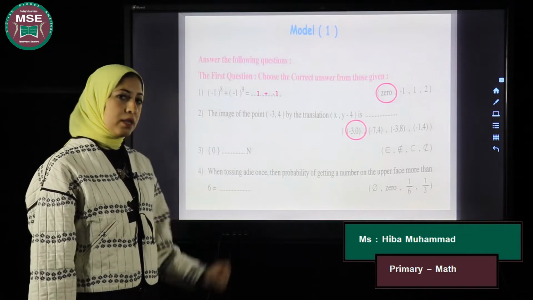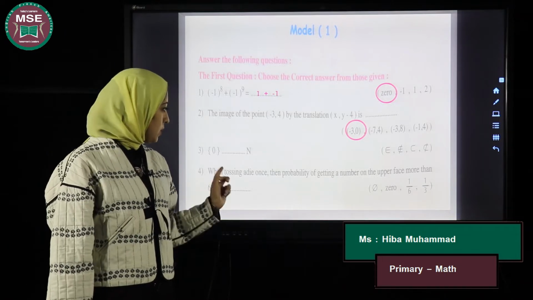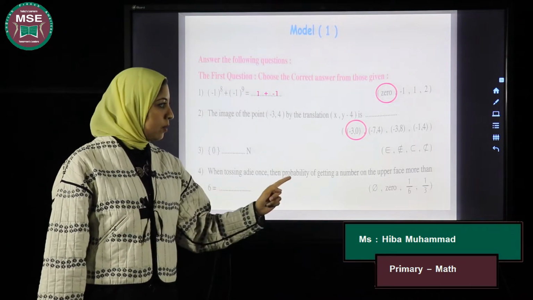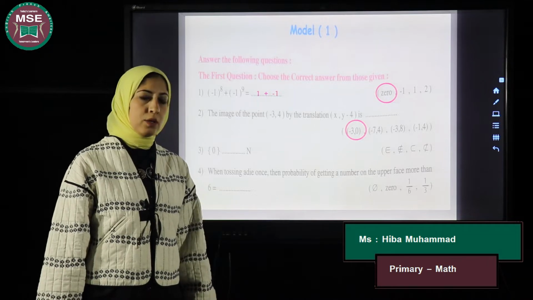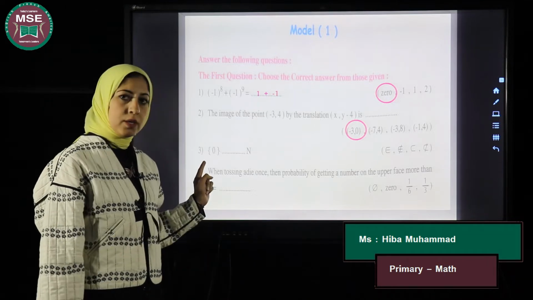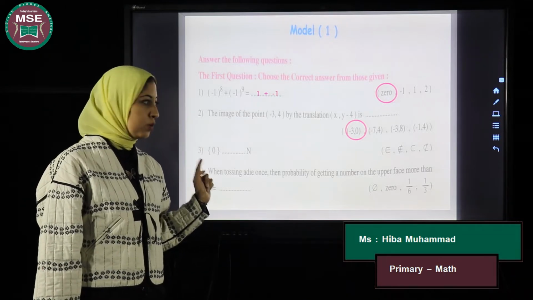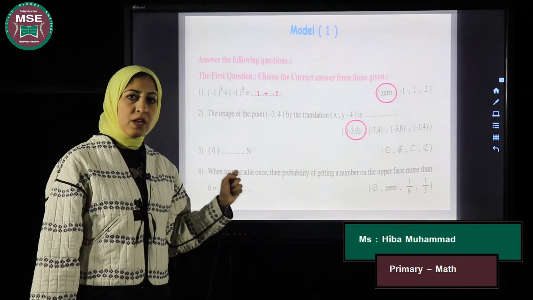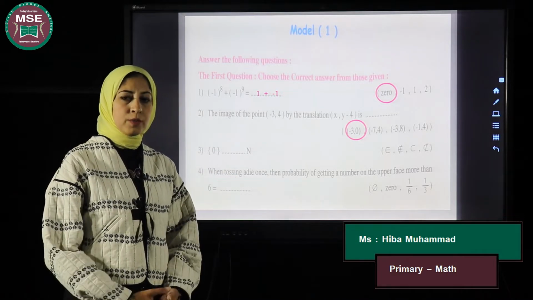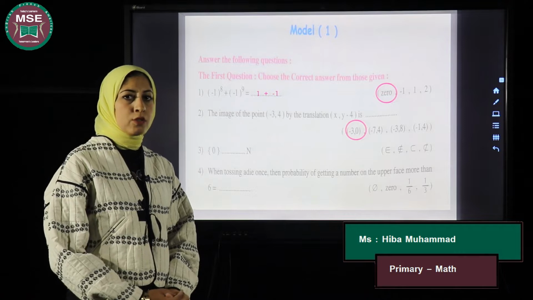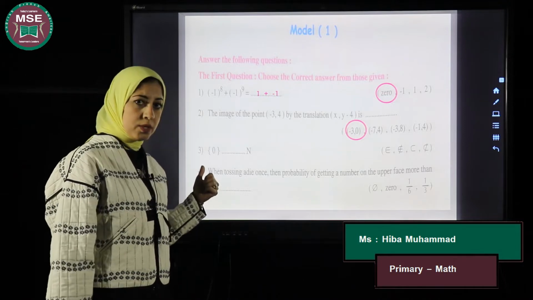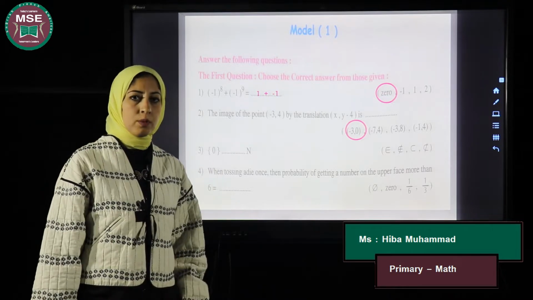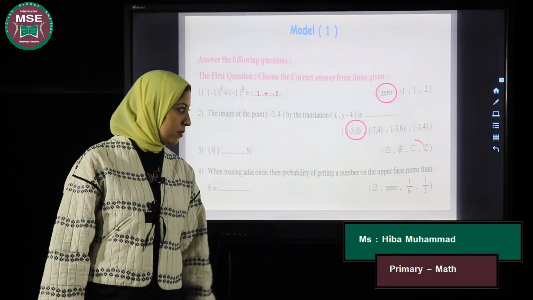Then, 0 space N. Belong, doesn't belong, subset and not subset. First, this is a set, so the answer will be subset or not subset. Let's think of the natural numbers, N, which starts from 0, 1, 2, 3, 4 and so on. So 0 as a set is inside the natural numbers, so it is a subset.